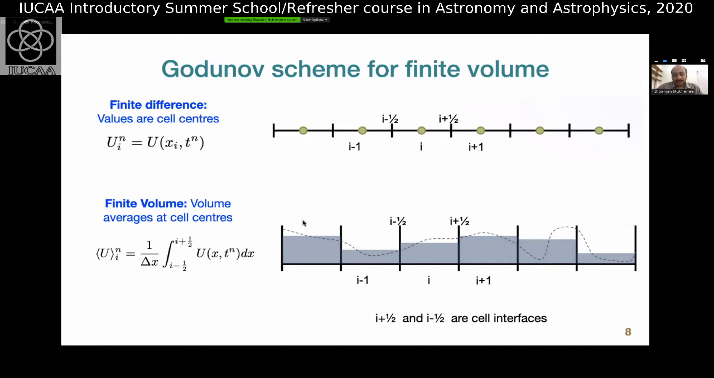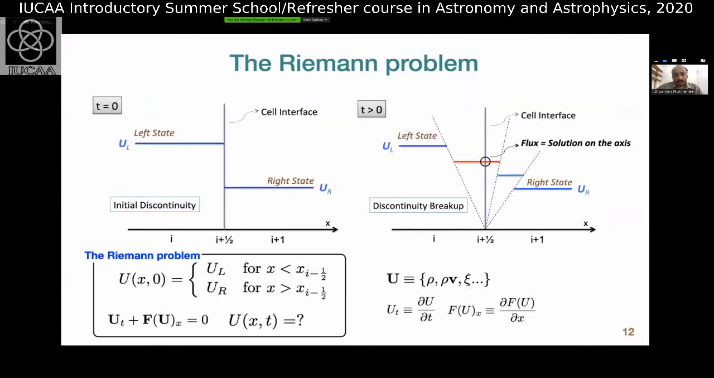In a truly continuous system, it might have varied like this, but now you discretize it as something changing for each cell. So at the interface, what this interface sees is on its left-hand side, there is some value of the fluid variable. On its right-hand side, there is another value. There is a discontinuity. So the main basics of the Riemann problem is this.